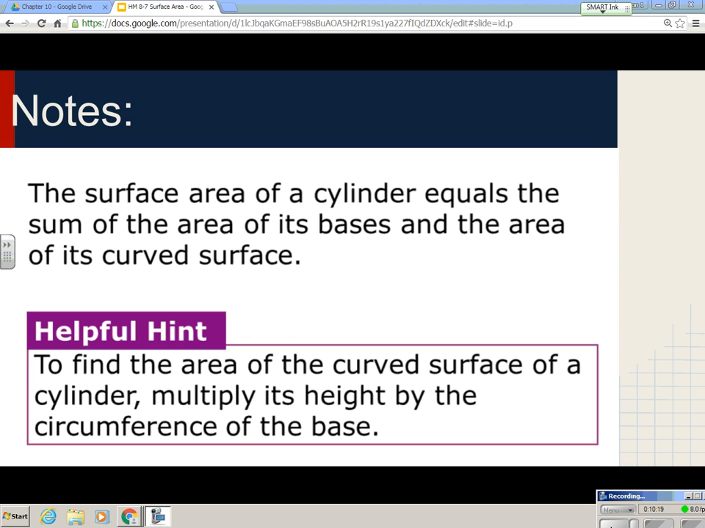All right, the final shape we're going to look at will be cylinders. Now, this is going to equal the area of the base, and all the cylinders are circular, and the area of the curved surface. So this one's going to have a specific formula that you're going to want to write down.